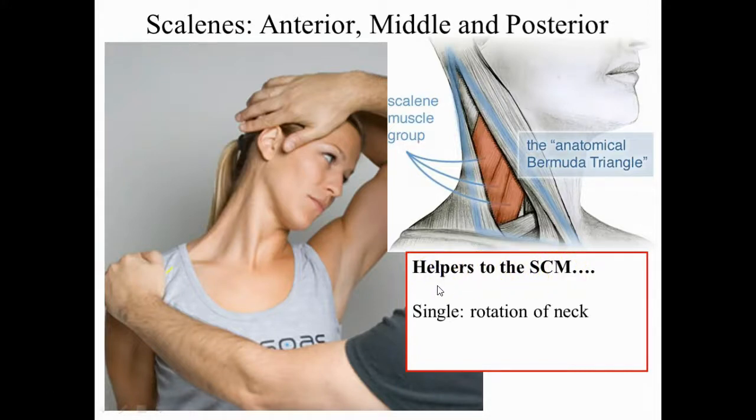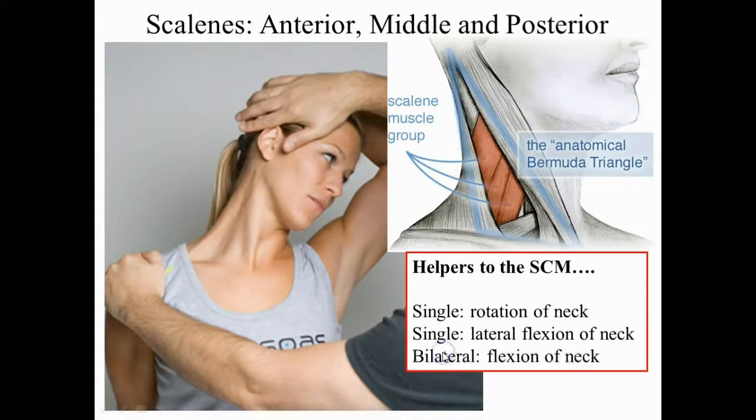So what I've written here for actions are that these are helpers to the sternocleidomastoid. And so they're going to allow rotation of the neck, just like SCM. Lateral flexion of the neck, this is if we're using only one side, unilateral contraction, and then if we use bilateral contraction, we're going to aid in flexion of the neck. So these are the exact same actions of sternocleidomastoid. And again, they're going to be in this vicinity between sternocleidomastoid and another muscle that we're going to learn in just a little bit called trapezius.